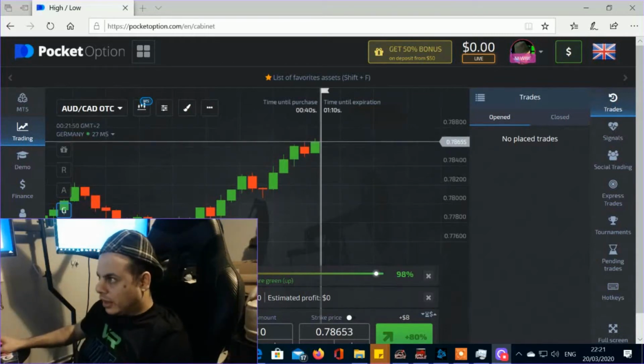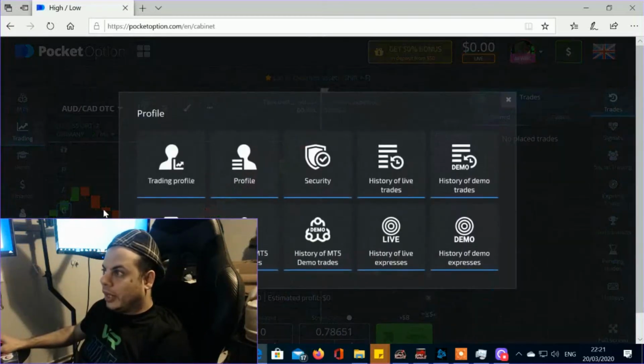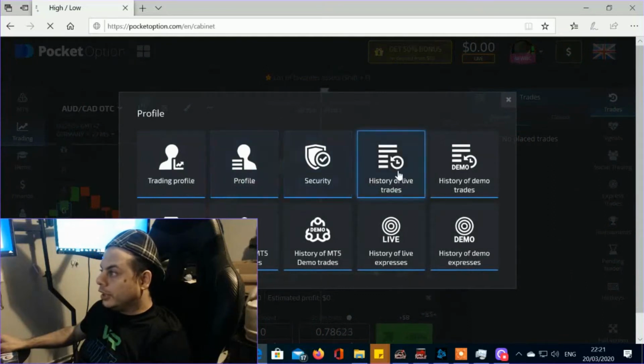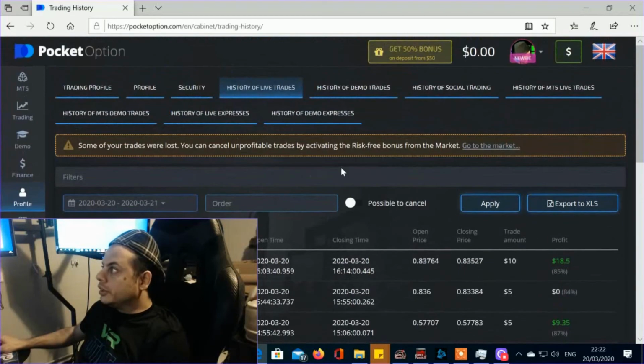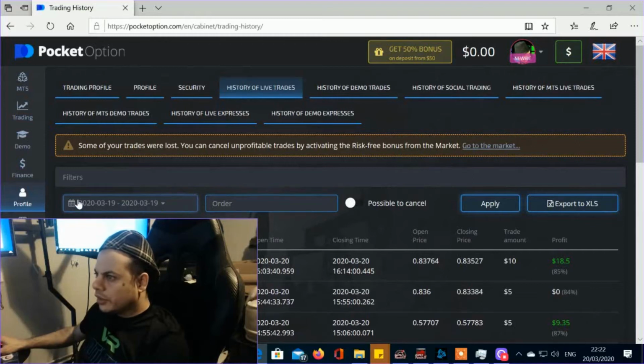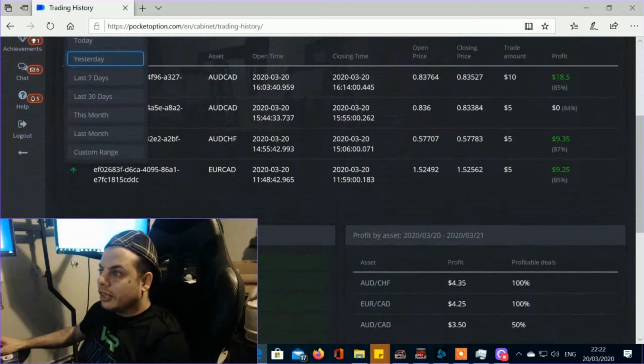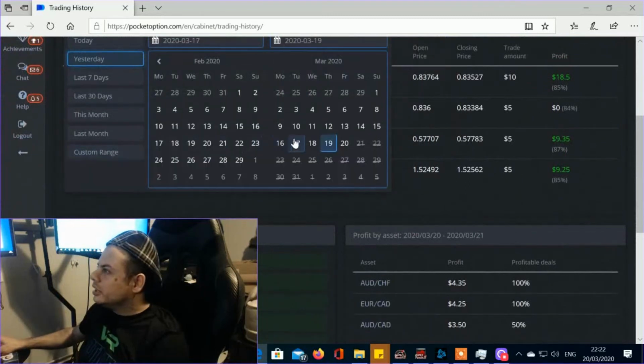So if we have a look at Thursday's escapades, I'm just going to go to my profile now and open the history of live trades. You'll notice at the top that the account balance is 0, and that is purely because I withdrew it, and I'll show you that. Let's do a date range check from Thursday, which would have been yesterday, the 19th. Hold on, I want to customize it. I just want Thursday because you can see that I kind of overtraded on Thursday. Custom range, just the 19th. That's all I want.